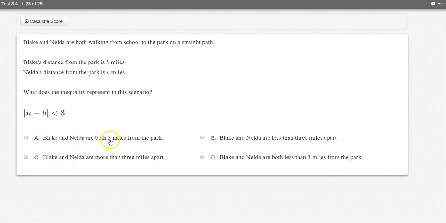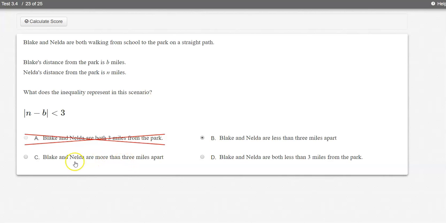Blake and Nelda are both 3 miles from the park. Well, no, it doesn't really tell us what N is or what B is, so we have no idea how far each one is from the park. In fact, that's not in here, so don't choose that one. Let me X that one out. Blake and Nelda are less than 3 miles apart. Okay, the distance apart is N minus B in absolute value, less than 3. This one is the right answer.